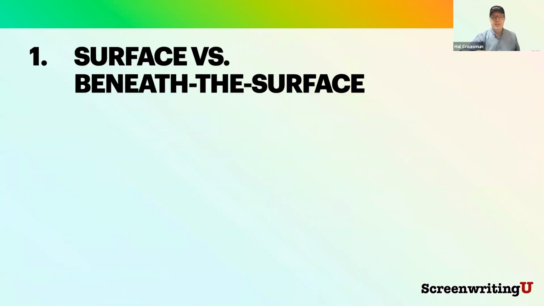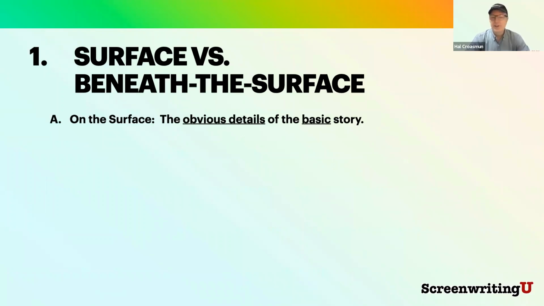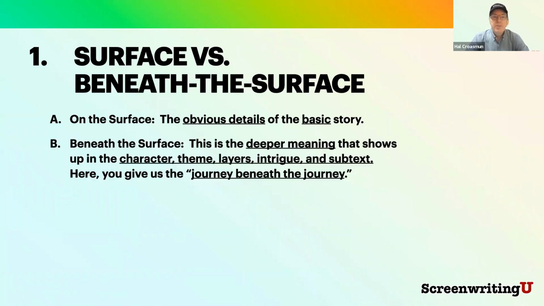So let's start with surface versus beneath the surface. On the surface, this is the obvious details of the basic story. It's usually what comes to you first. And it needs to be there. It's important. You need to have a surface level. But then there's what's beneath the surface. This is the deeper meaning that shows up through character, theme, layers, intrigue, subtext, right? It's the journey beneath the journey.